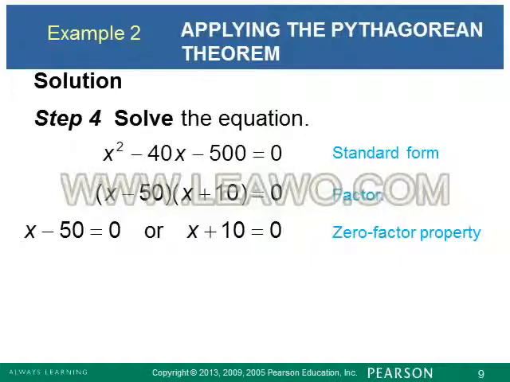Now, you could use the quadratic equation formula here if you choose to. It just turns out this one factors, and if it factors, it's probably easier and quicker to solve it that way than to use the quadratic equation formula. But that's your choice, your option. Now, when we solve, we get two values, either positive 50 or a negative 10.